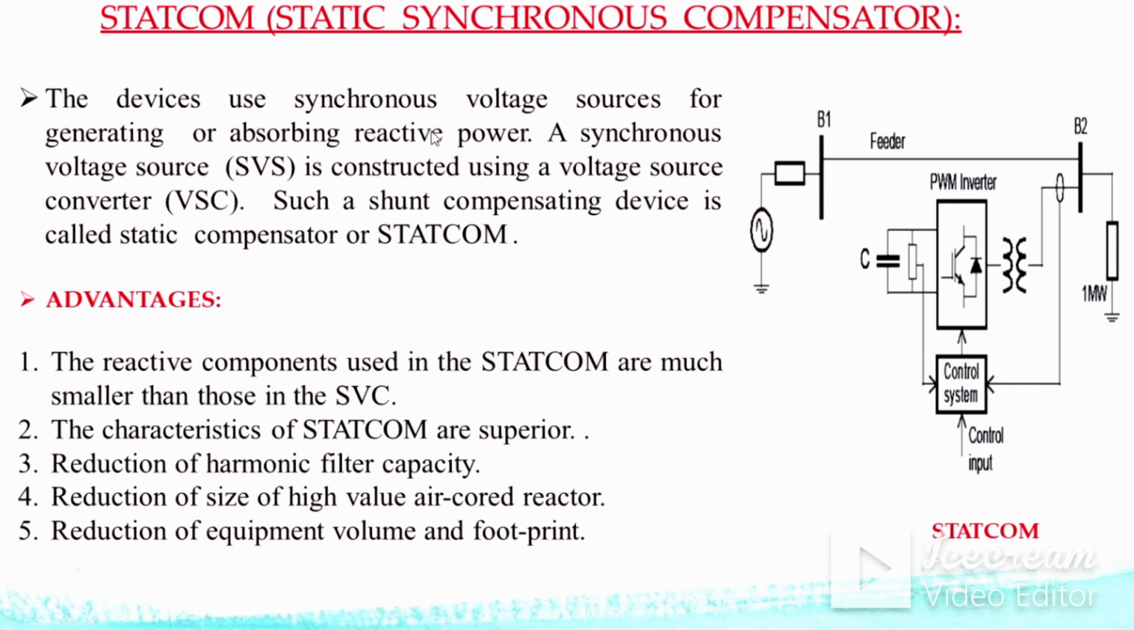So STATCOM is more superior than the static VAR compensator, and the harmonic filter capacity required is also less in case of the SVC, but in STATCOM the harmonic filtering capacity is very high. Reduction of the size of high value air cooled reactor. Since the reactor which we are using is air core, we do not require any bar magnet, thus reducing the cost, and it is economically feasible. And the next one is the equipment volume and the footprint. The floor area required is also very small for the STATCOM, that is static compensator.